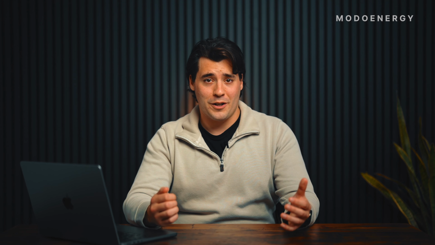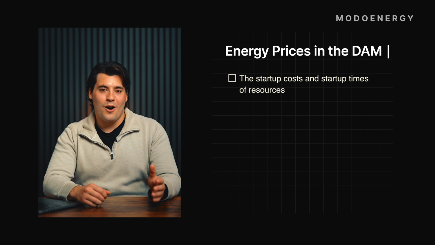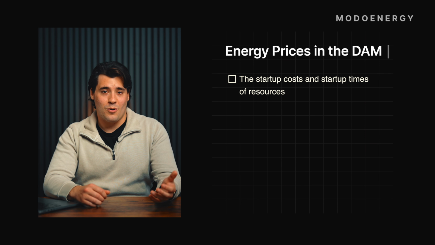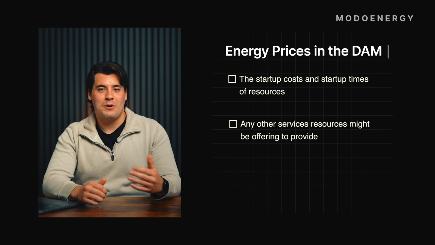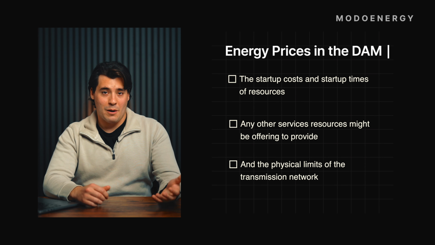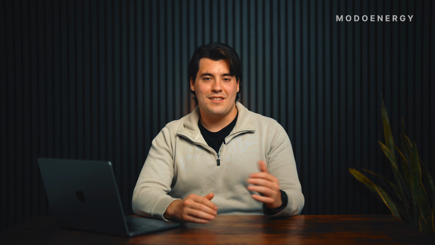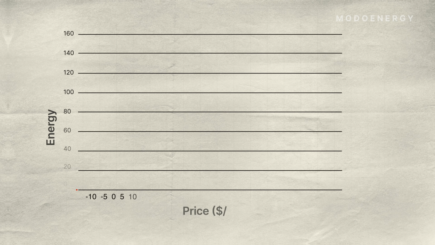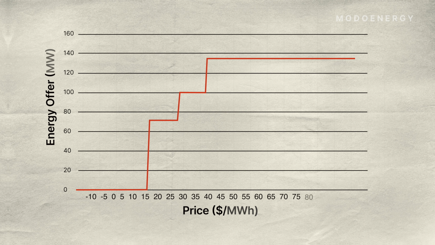This is an oversimplification, and there are other factors that go into determining prices in the day-ahead market. Some of these include the startup costs and startup times of individual resources, any other services that resources might be offering to provide, and the physical limits of the transmission network. Let's look at an example of an offer curve. This gas plant is willing to supply 100 megawatts if its LMP is between $30 and $40 per megawatt hour.